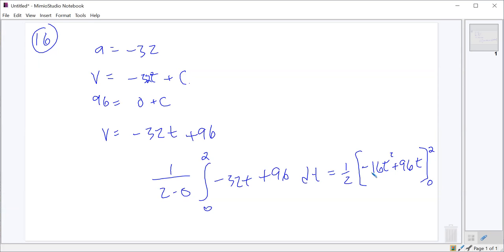The 0 is going to be 0, so really it's just negative 8 if I take the half to that times 4, plus 48 if I take the half to the 96 times 2. And what is that? Negative 32 plus 96, which must be 64 feet per second. Any questions there on 16?